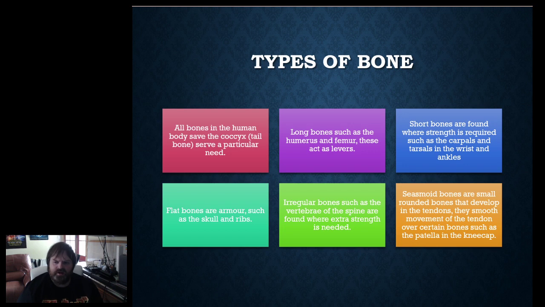Short bones are found where strength is required, such as the carpals and tarsals in the wrist and ankles. So those are short bones. They're stacked right on top of each other, like little bricks in a wall. And a lot of weight comes on them. If you think about that, all of your body weight comes down on the tarsals in your ankles. And people do handstands, they put all their weight on their carpals.